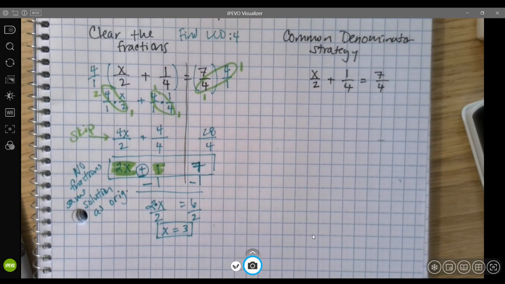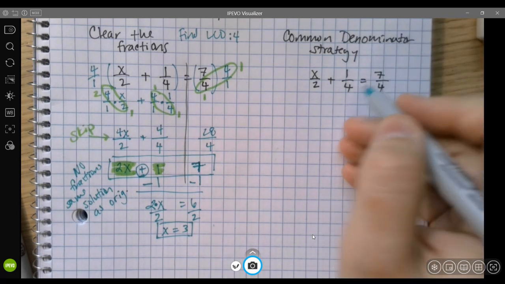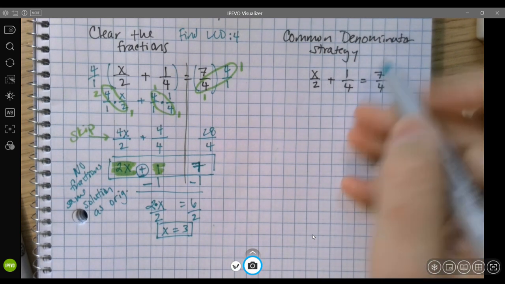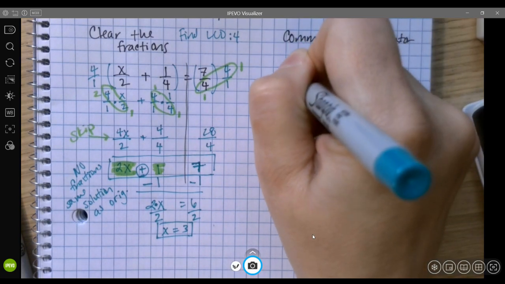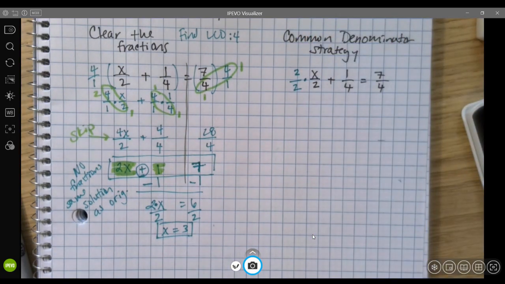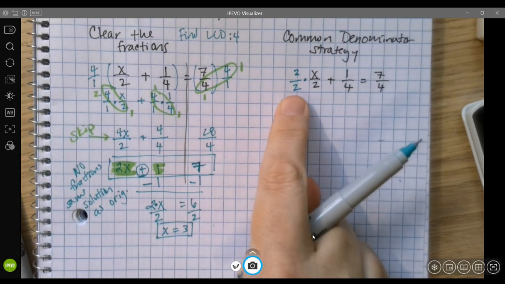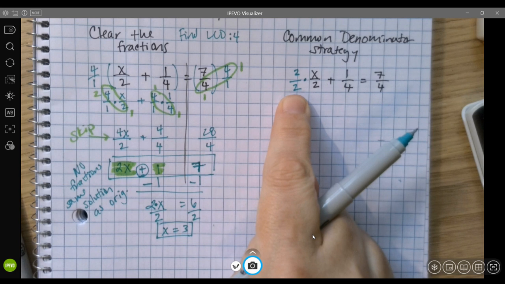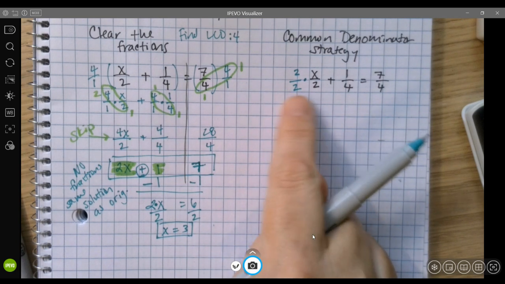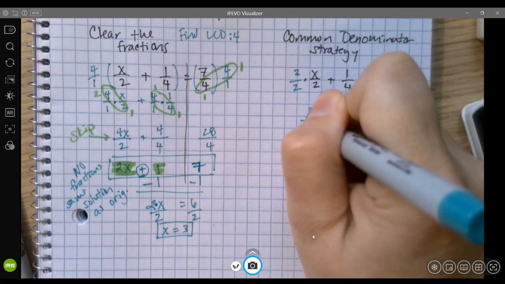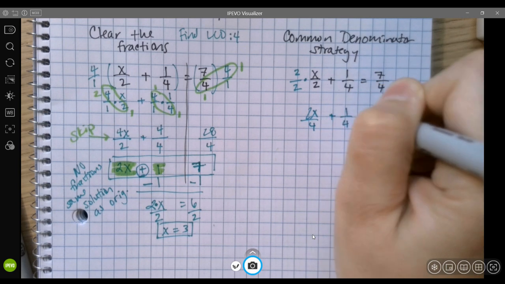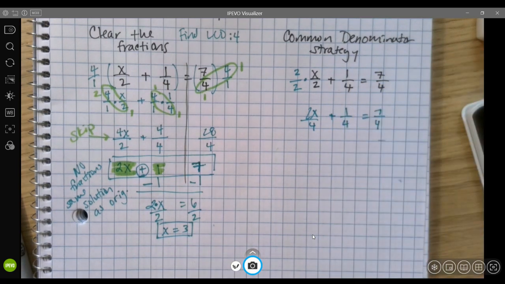All right, common denominator strategy is very similar. For this one, I just find a common denominator. So my common denominator is going to be 4. These two already have 4 in the denominator, so I could, if I wanted to, multiply this first term by 2 over 2. 2 over 2, the value of that is 1, so I'm not really changing the value. I'm just changing the name of this term. 2 times x is 2x over 4 plus 1/4 equals 7/4. And then from here, it's pretty easy.